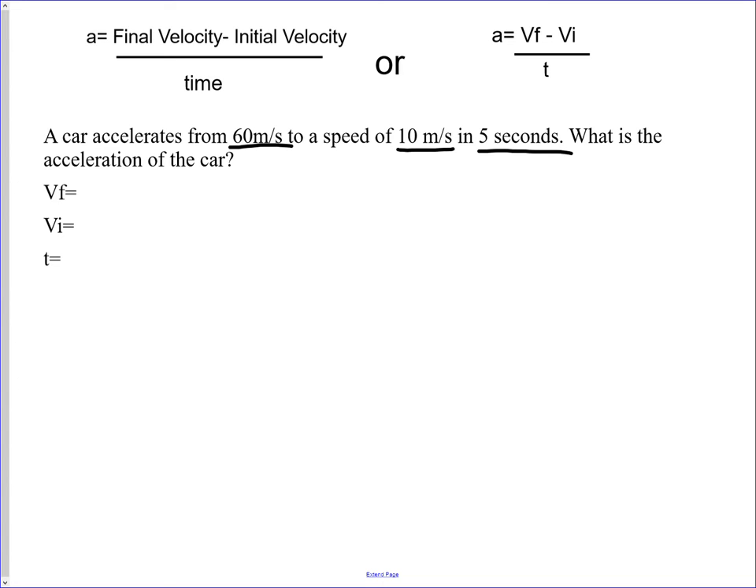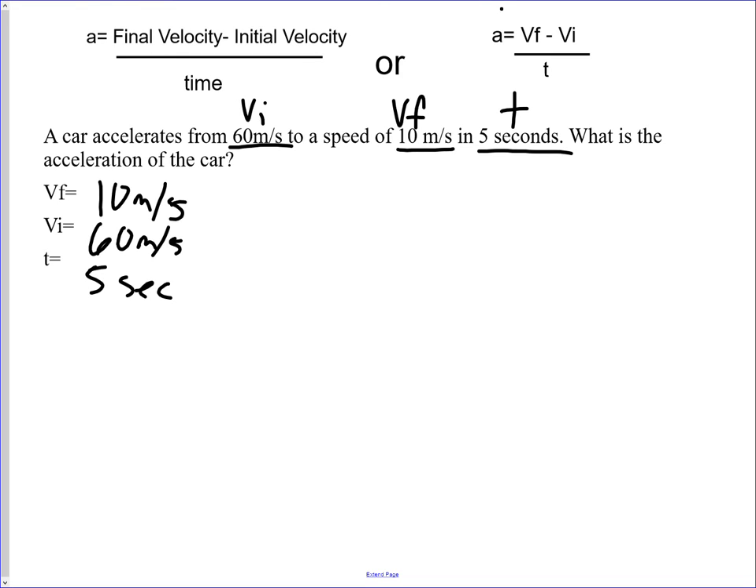We're going to start with this: a car accelerates from 60 meters per second. That's what the car is starting at, so that's going to be my VI, my initial velocity. Then it changes to a speed of 10 meters per second. That's what it's going to end up at, so that's my final velocity, and my 5 seconds is going to be my time. So let's plug these in. My final is 10 meters per second, my initial is 60 meters per second, and my time is 5 seconds.